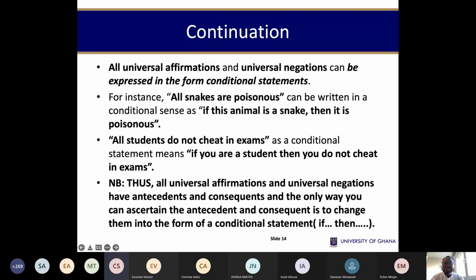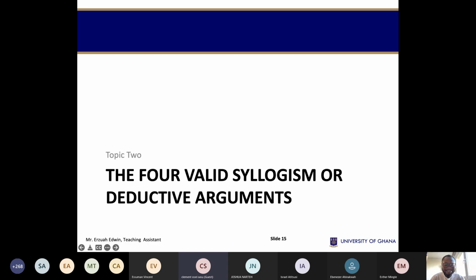All right, thank you. So you see that there's a difference between universal affirmation and universal negation. All right. Now let us move on. Now we're going to look at the 4 valid syllogisms or deductive arguments.